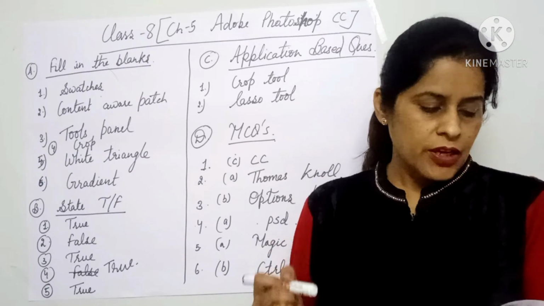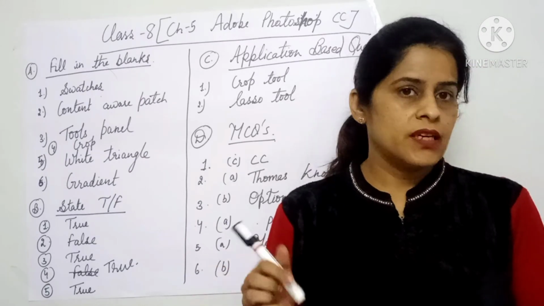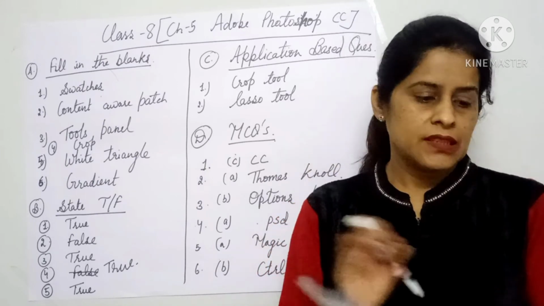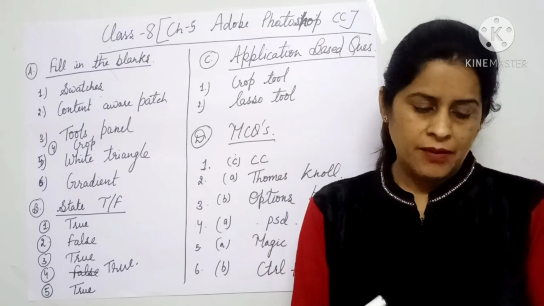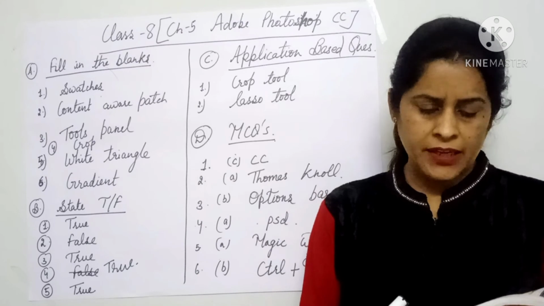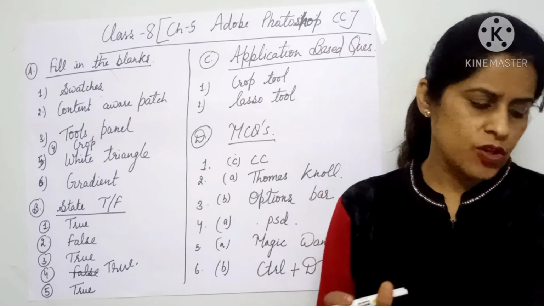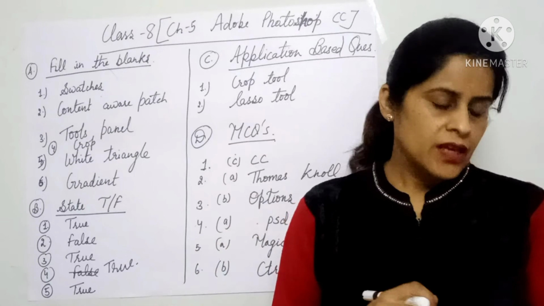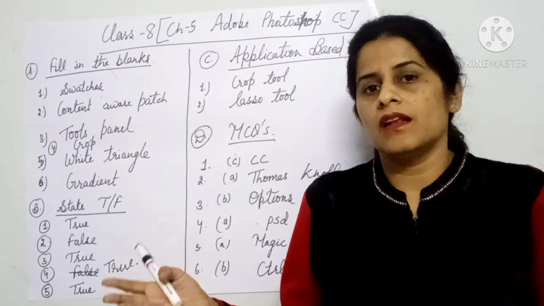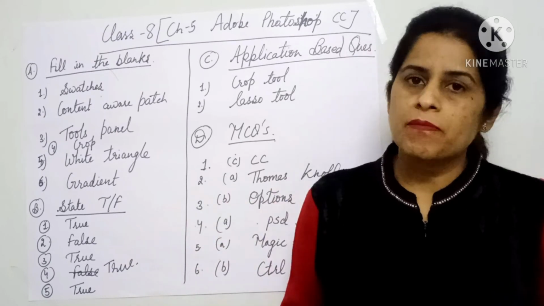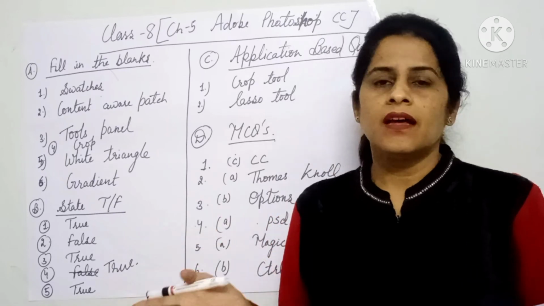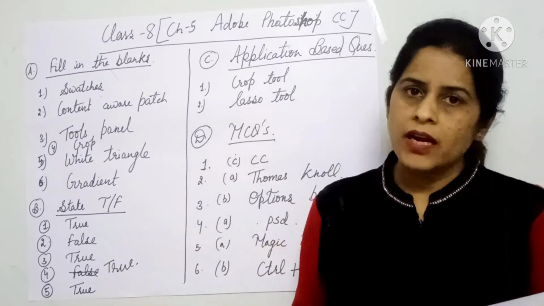Next is, name the three options used with the magic wand tool. The three options with the magic wand tool are tolerance, anti-alias and contiguous. These are the three options which we can use with the magic wand tool. हम अपने कलर्स को जिस हिसाब से, मैजिक वैंड कौन सा टूल था, if you want to select all the part of the image of the same color, then we will use the magic wand tool, and with the three options we can select the color options according to our requirement.